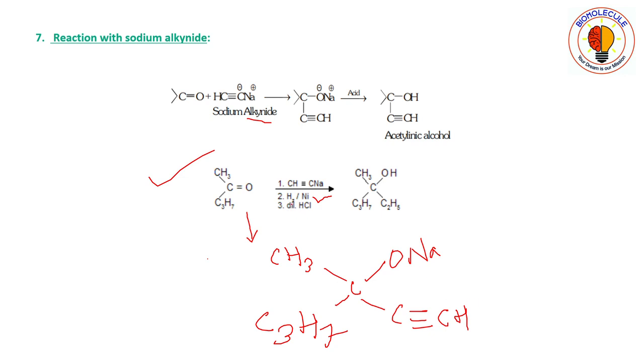So this H2 nickel will reduce this alkyne part to alkane. So in hydrogenation we know that for per single bond we are adding 2 hydrogen. Okay, per single bond 2 hydrogen. So here we are reducing 2 bonds, so we will be adding 4 hydrogen atoms.